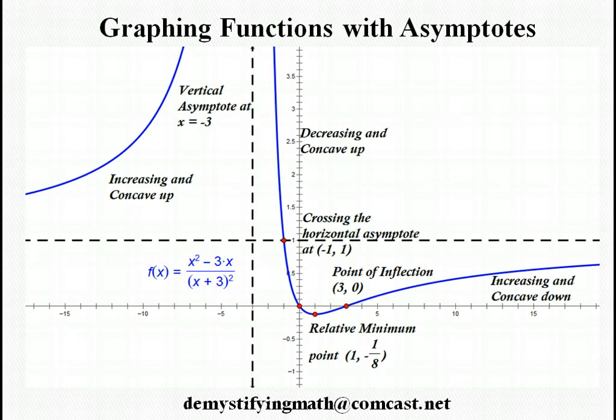Okay, so you should have a graph that looks similar to this one. I have my vertical asymptote at -3, my horizontal asymptote at 1. I have the point at -1, 1 crossing the horizontal asymptote. I have my point of inflection at 3, 0. You can see it changing its concavity there. At 1, -1/8, I have a turning point, and this ended up being not just a relative minimum point, but an absolute minimum point. It is the lowest point on our graph, and that's because of the horizontal asymptote holding the graph above there on the left side. Alright, and then on the left side you have it increasing and concave up.